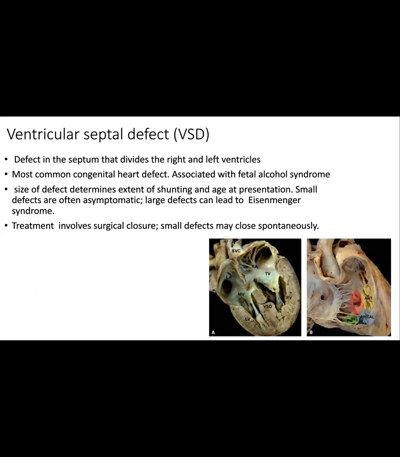And this is because of the pressure difference between the right side and the left side of the heart. There's a higher pressure on the left side and a low pressure on the right side of the heart, because the right side pumps through a low pressure system, which is the pulmonary circuit, whereas the left side pumps blood to a higher pressure system, which is the systemic circulation.